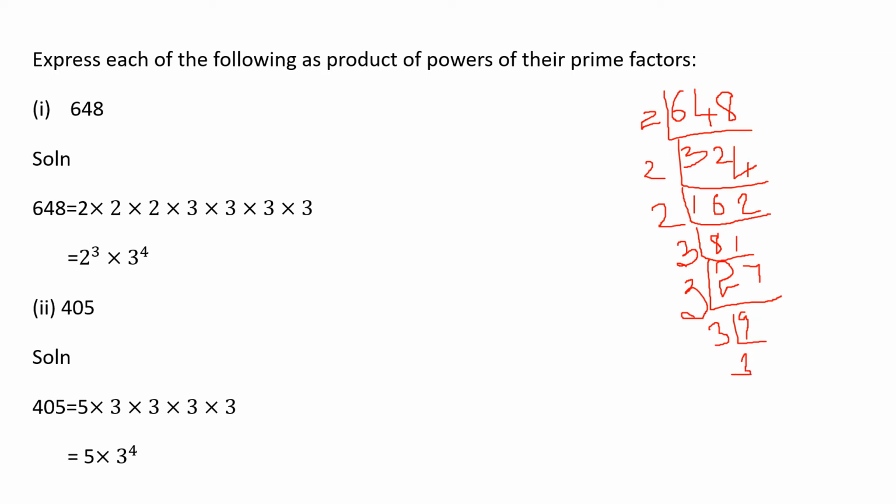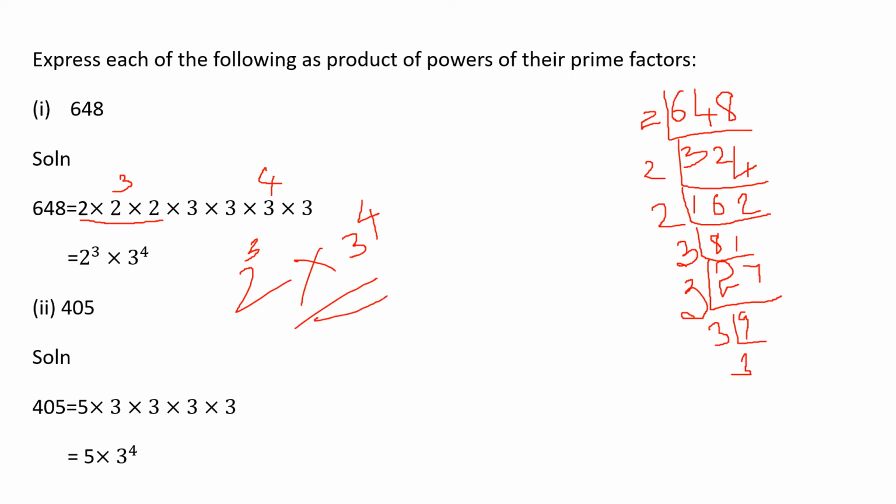Okay. So now count and write how many times 2 is repeating: 1 2 3. So 2, 3 times. Then count 3: 1 2 3 4. So 3, 4 times. Now write in powers: 2 power 3 into 3 power 4. We have written 648 in powers. This is how we want to do.